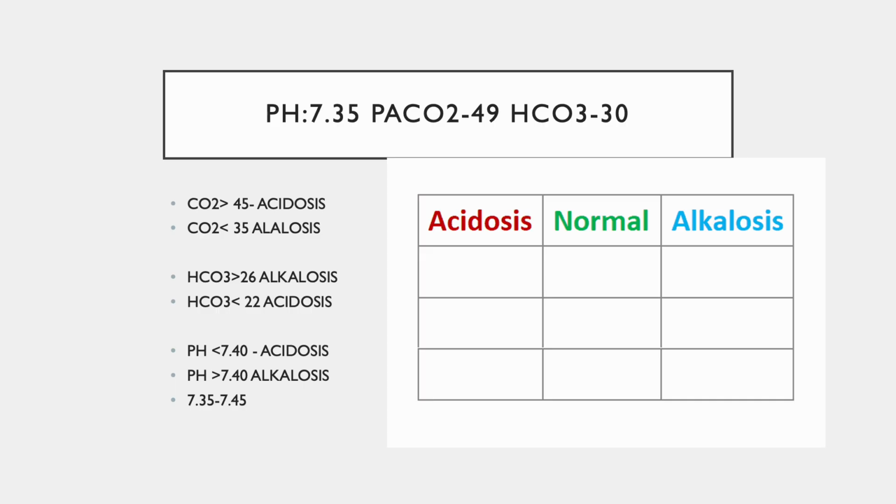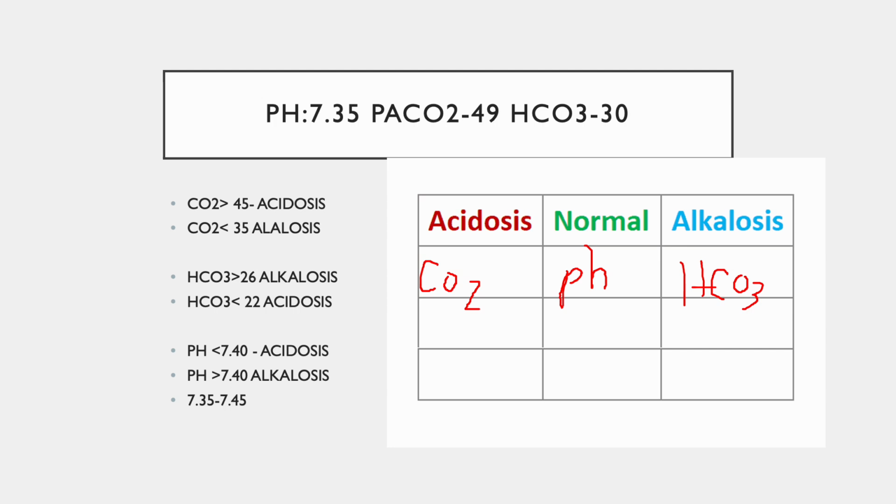All right, so the pH is 7.35, which is normal. Our CO2 is 49, which is elevated, so that is acidosis. Our bicarb is 30, which is elevated, which is alkalosis. So we're going to look at our chart to see, do we have two under the same column? And we don't. So we need to assess and see what's going on.